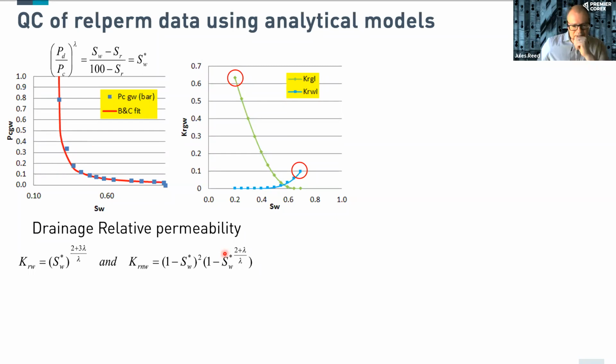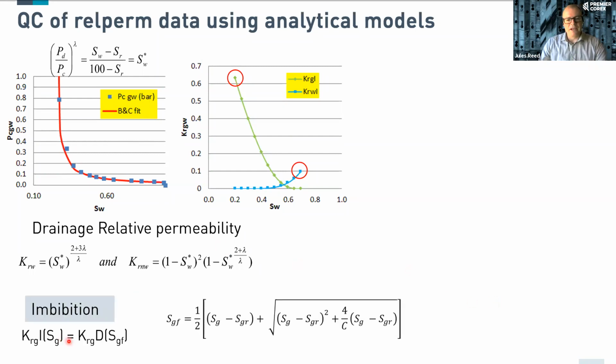So drainage relative permeability is given like this. And then for an imbibition process, you could use this. My imbibition permeability to gas or non-wetting phase at a given saturation is the KRG times the drainage, times gas, this final gas saturation, which can be determined by this equation here.